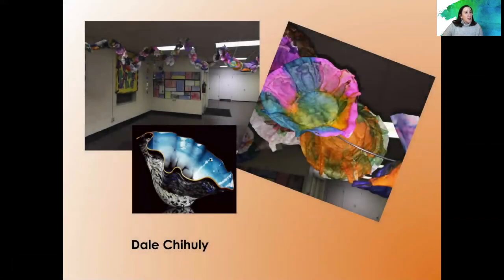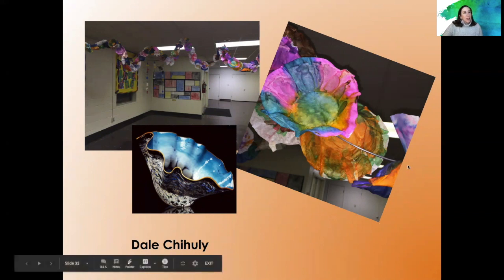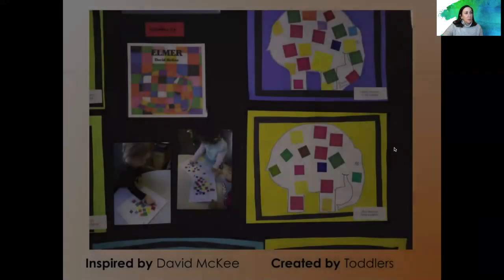Dale Chihuly is a master glass blower who's famous for making these kind of like shells, and for making installations, like ceiling installations. So what we did was they took coffee filters and colored them with markers and then dipped them in liquid starch, which stiffens them up. Then we had something broken that we took the wire frame out of, and we stuck them all on the wire frame. So this is inspired by Dale Chihuly's blown glass art. That was a really fun project.